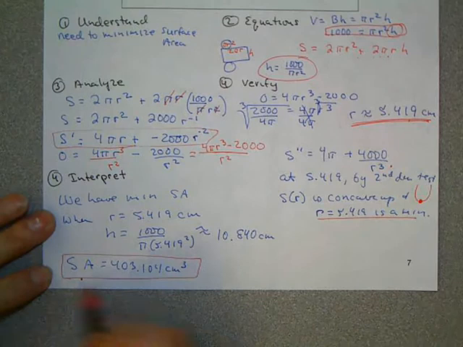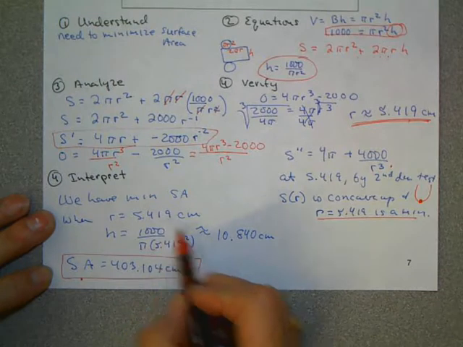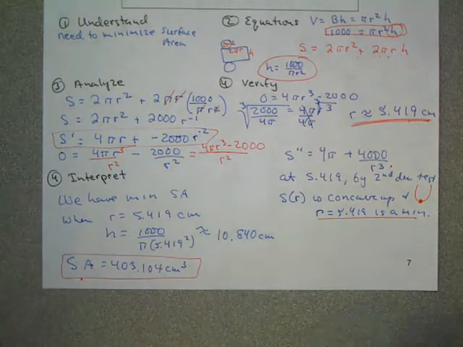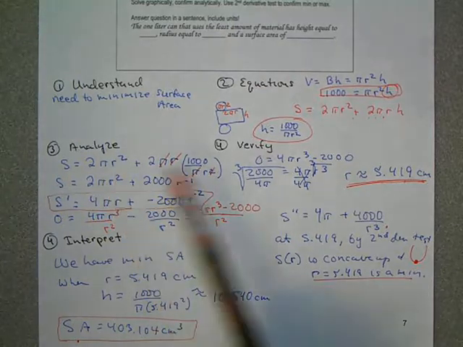Again, I never round till the end. I use the stored values. So my minimum surface area would be 403.104 square centimeters when the radius is 5.419 centimeters and the height is 10.840.